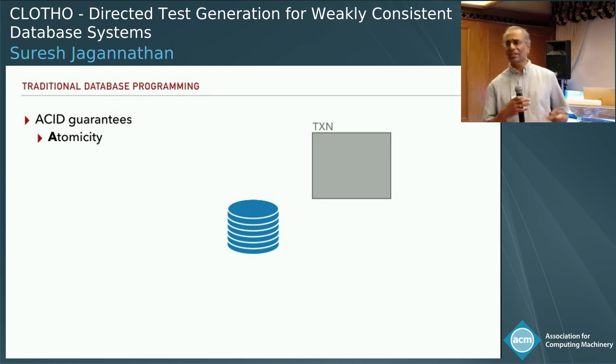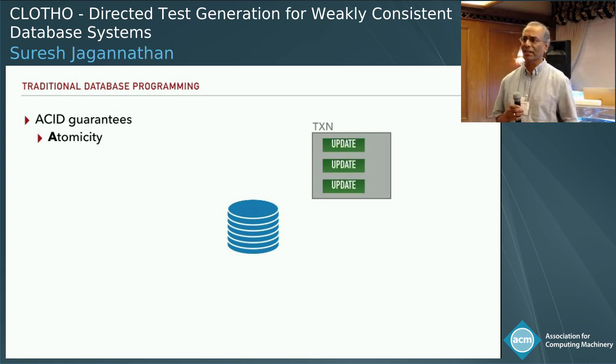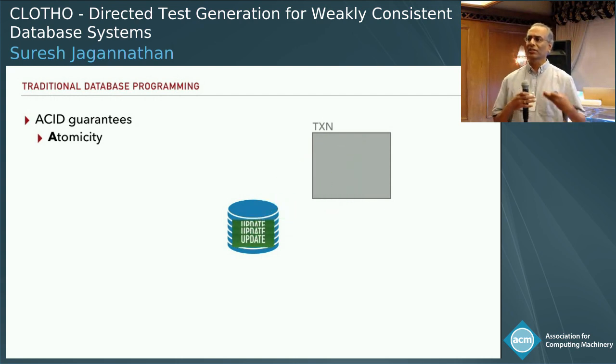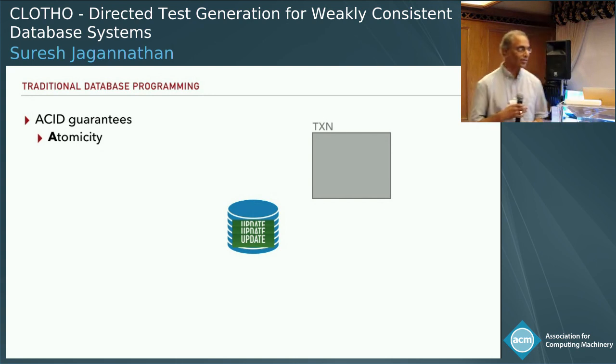So the first property is atomicity. That simply means that if I have a collection of updates performed by a transaction, it will appear as though all of these updates happen instantaneously to the database, right? So we don't see intermediate effects of transactions. Transactions don't see intermediate effects of other transactions as they execute.